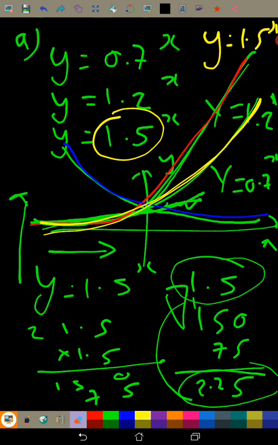So in part A, the base value 0.7 is less than 1, so the function decreases as x gets larger. In part B and C, the base values are larger than 1, so 1.2, 1.5, and so these functions increase as x gets larger. Note that C is steeper than B because C has a greater base value. That's exactly what we did. I didn't read anything, but we tried to do things and it worked.